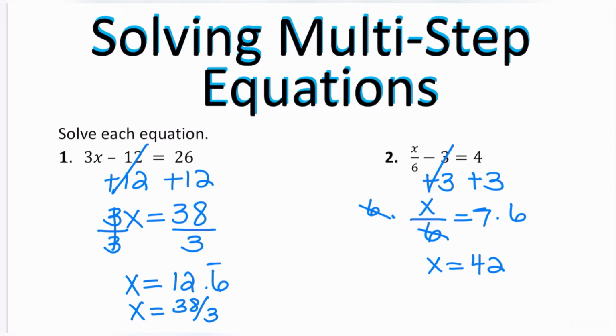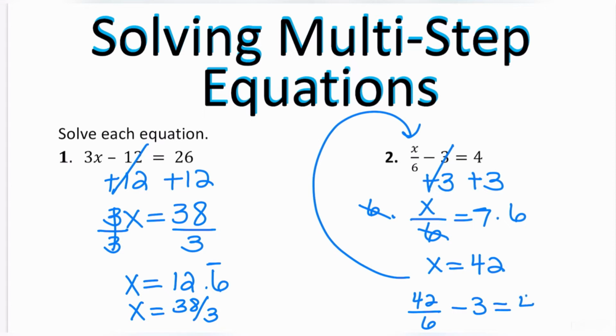Just like when we were doing one-step equations, you can always go back and substitute the value of x that you got and check to see if you have actually done this correctly. In this case, if I substitute it back in, 42 divided by 6 minus 3 should equal 4. 42 divided by 6 is 7, 7 minus 3 is 4, and the answer is correct.